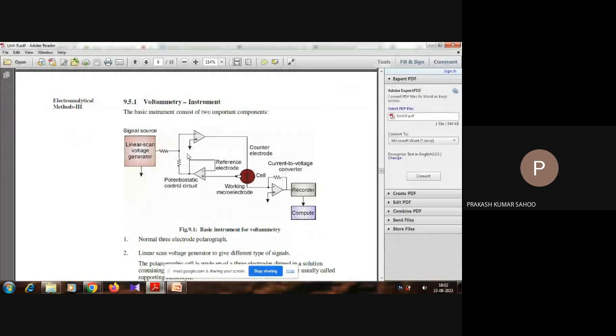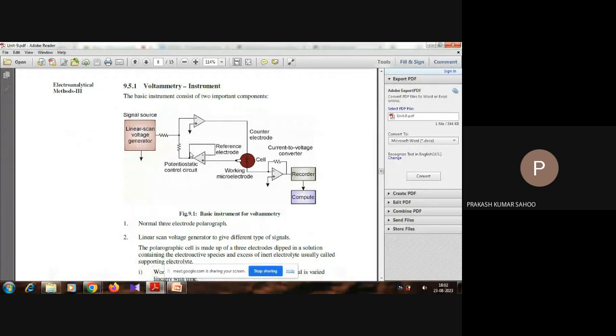Then voltammetry instrumentation we have already discussed yesterday. Let's have a revision. This is the signal source, and we have the three electrodes here. One is the reference electrode, one is the working electrode, and one is the counter electrode.